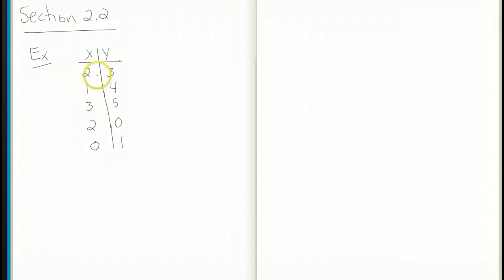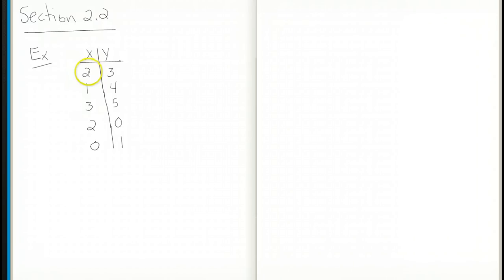Is this relation a function? Remember what we do to determine if it is a function. You have to look to see if there is an input which goes to two different outputs. A function is a special kind of relation, and the requirement for a function is that every single input goes to exactly one output. Exactly one, not more than one, just one.